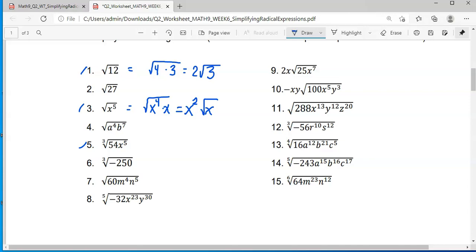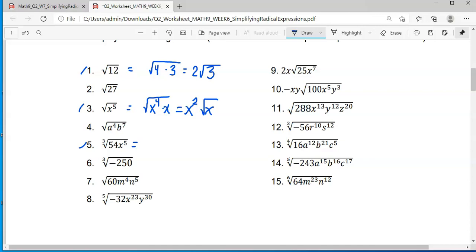So, cube root of 54x raised to 5. Again, cube root of 54x raised to 5. So, dito, dahil cube root ang pinag-uusapan natin, ano-ano ba yung mga perfect cube root? So, kailangan alam natin yun. So, alam niyo dapat ang mga square root, cube root. So ano ba yung mga merong cube root? So meron tayong cube root of 1, cube root of 8, cube root of 27, cube root of 64, ayan ang mga example na may mga cube root.